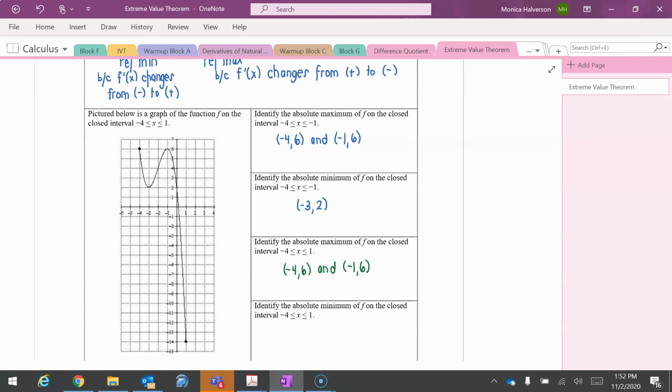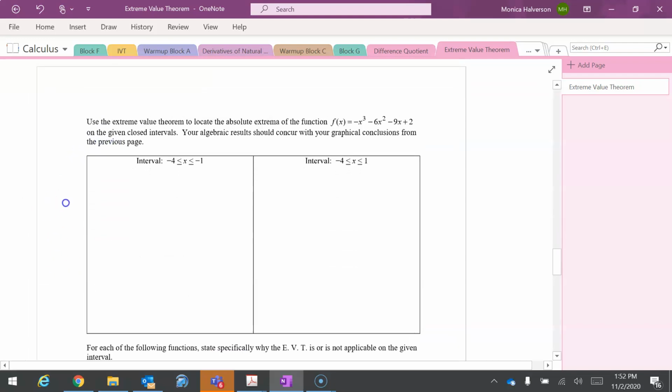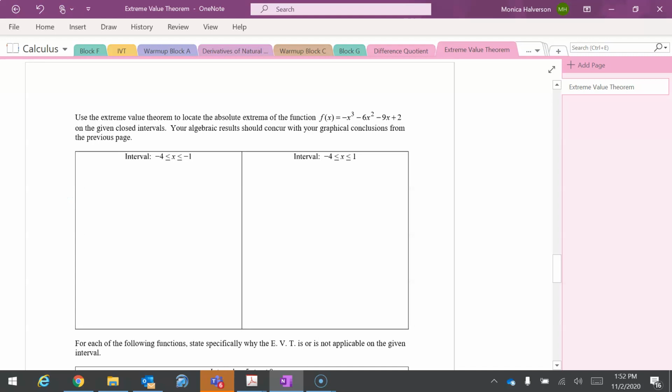And then the absolute minimum in this case would occur at the endpoint of 1, negative 14. That's not a relative because it's an endpoint. It just doesn't change from increasing to decreasing or decreasing to increasing. So this is all well and great if you're given the graph corresponding to your given function. But what happens when you're just given the equation and you don't have your calculator?